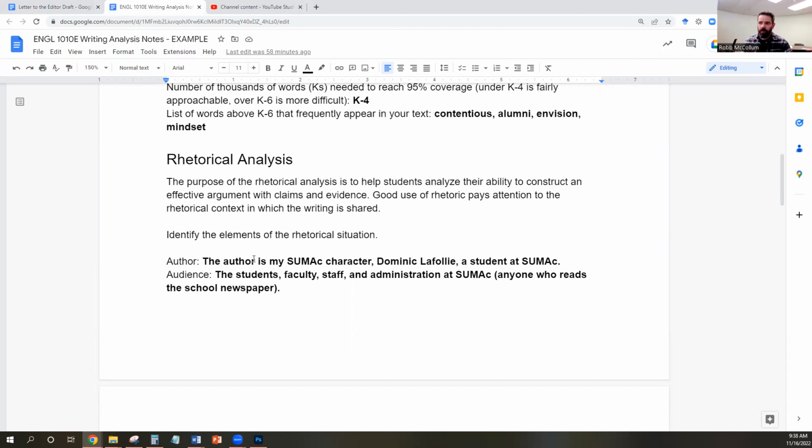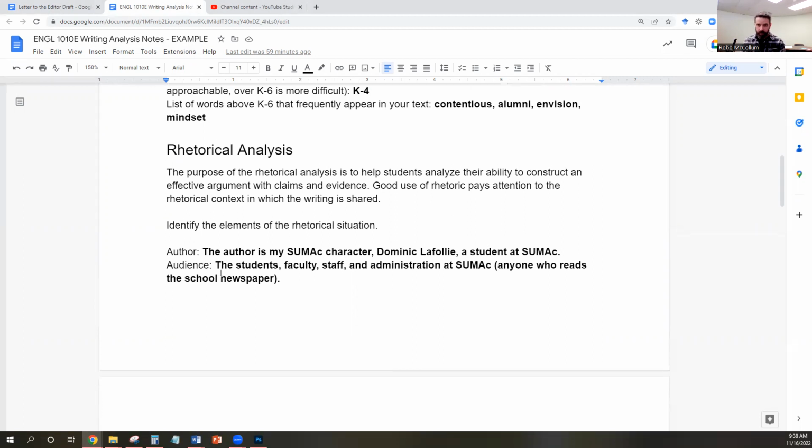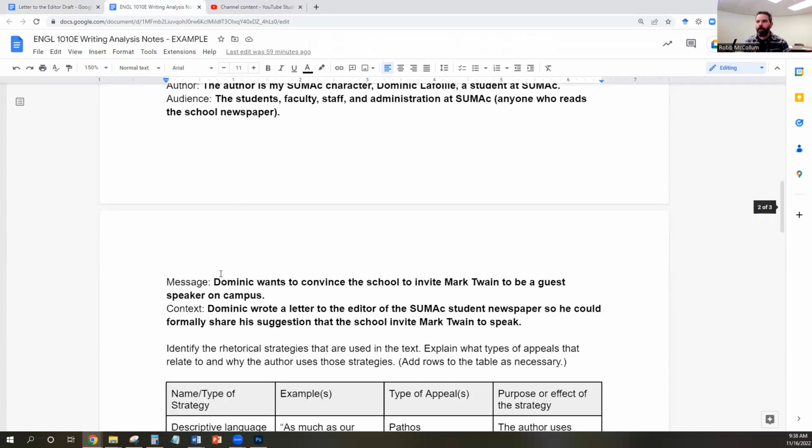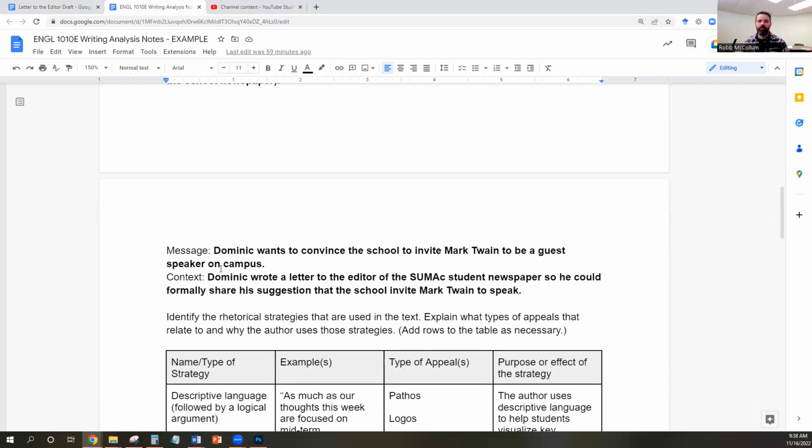So first, the author is my sumac character, Dominic Lafolie, who's a student at the university. The audience is anyone who reads the student newspaper. So primarily students, but also faculty, staff, and administration might also read the student newspaper. And the message that Dominic wants to share is to convince the school that Mark Twain will be a good guest speaker for the students.